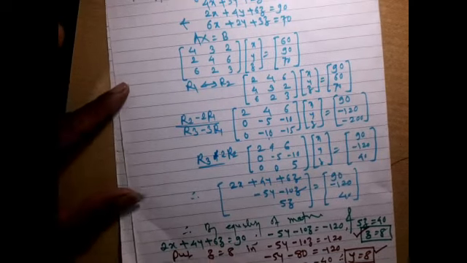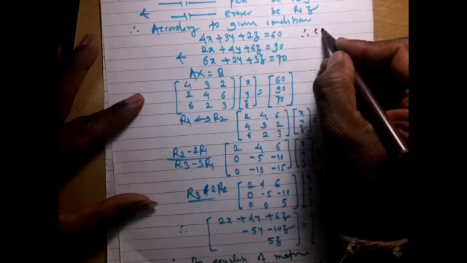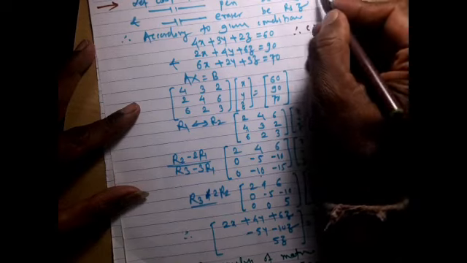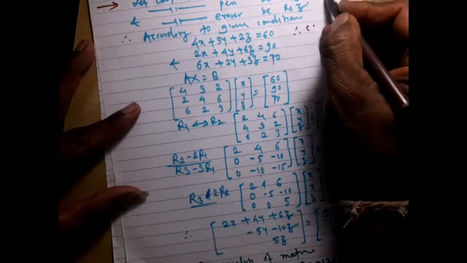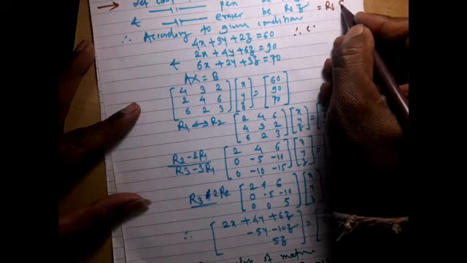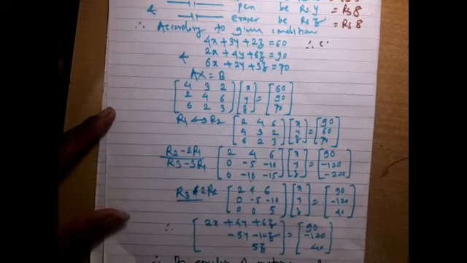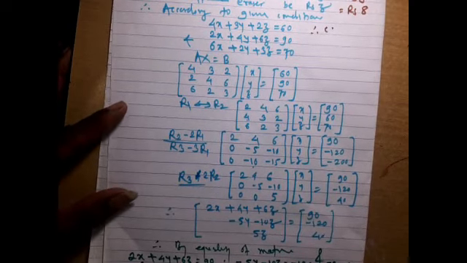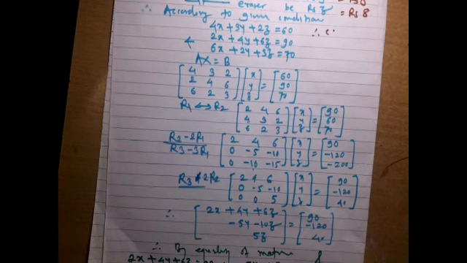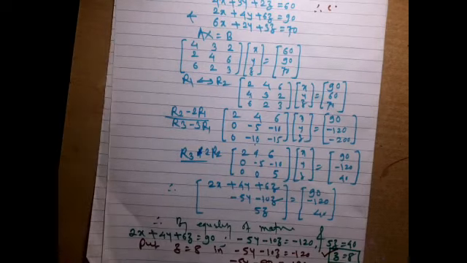And the final answer, therefore, I am writing here: cost of one pencil is rupees 5, cost of one pen is rupees 8, and cost of eraser is rupees 8 also. And this completes the example. So in this way, we can solve various examples by using matrix form. Word problems also, we can write linear equations, and we can use either the inversion or reduction method.